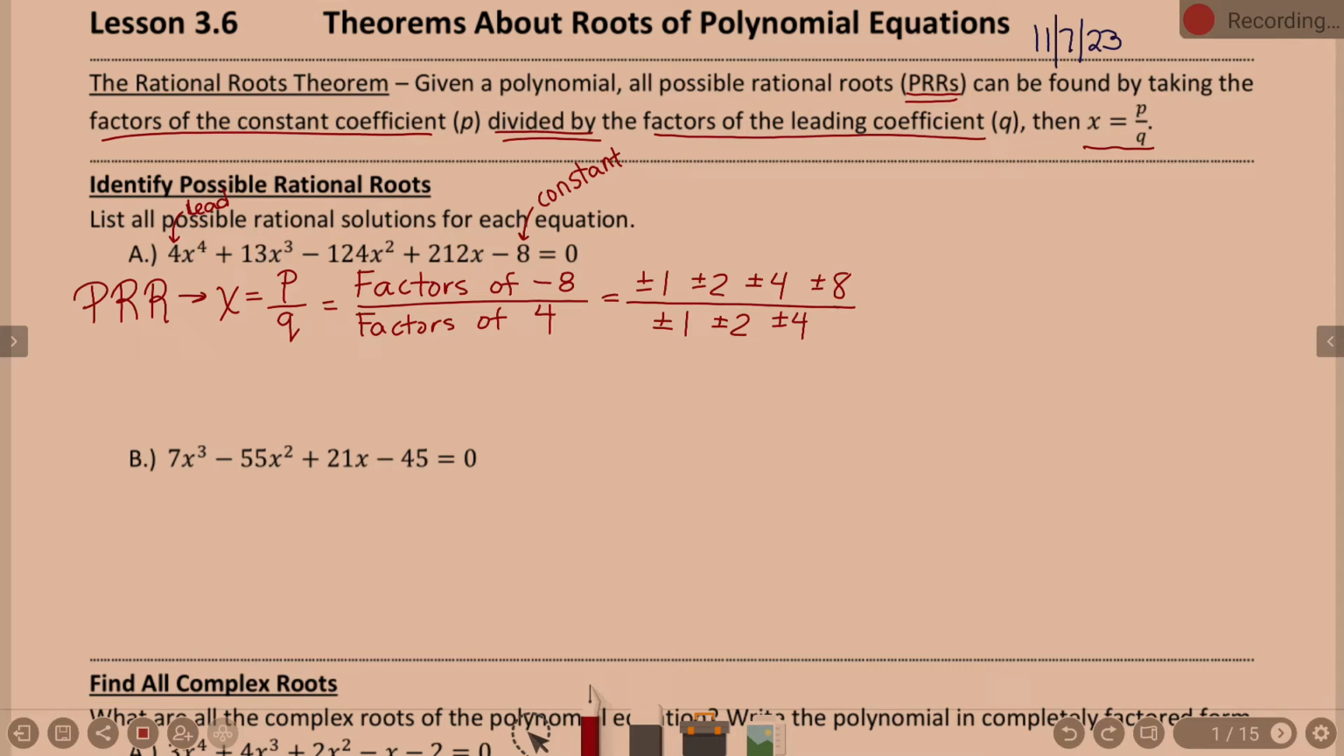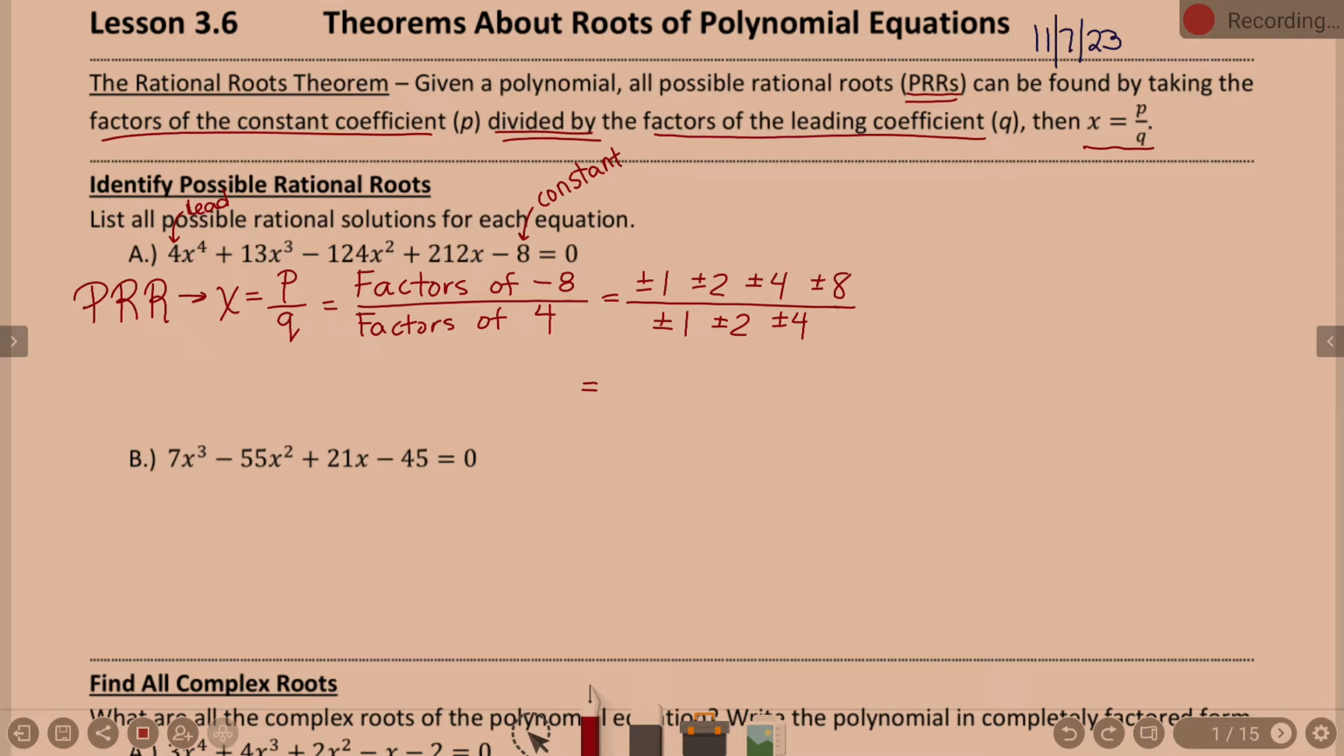Notice I did not list plus or minus 2 a second time, did I? Okay. I mean, you can, nothing wrong with that, but unnecessary. Right there, we've listed all of our factors of negative 8 divided by factors of 4. When you are asked to find all PRRs, all possible rational roots, then our job is to now put these in a list format. Okay?